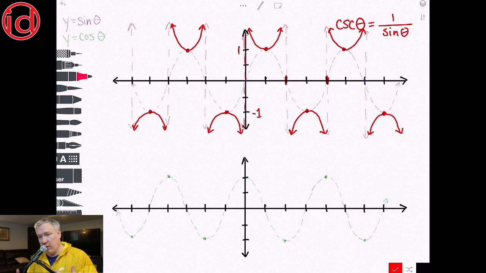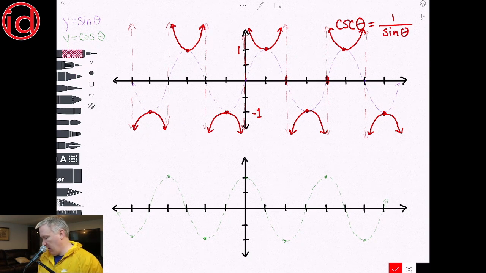So again, cosecant is a reciprocal. So I'm going to go ahead and take a look here, and I'm going to use a little bit of a darker color to highlight this.